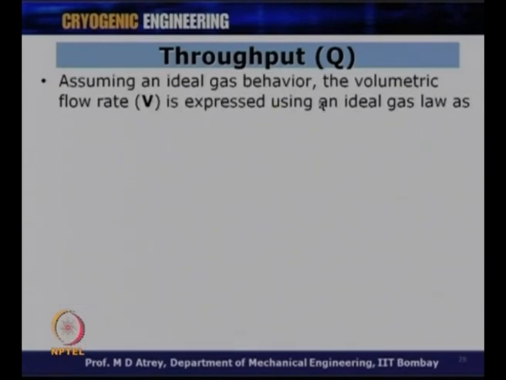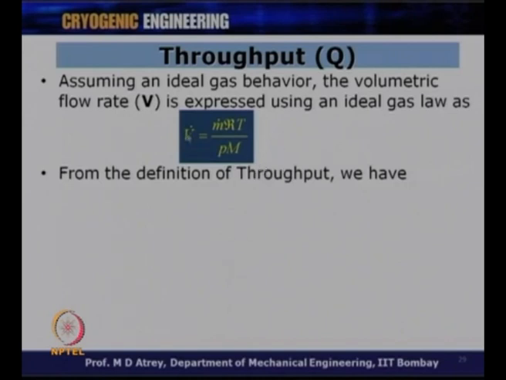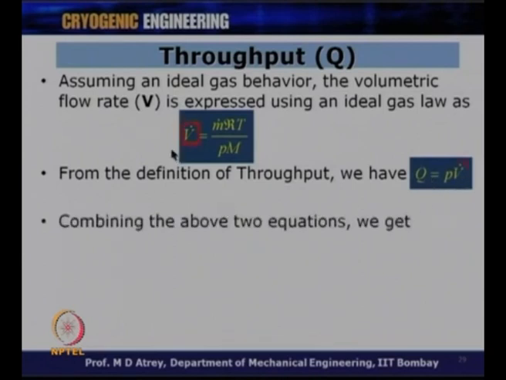Assuming an ideal gas behavior, the volumetric flow rate V dot is expressed using the ideal gas law, which is V dot equal to m dot RT divided by P, where R by M is nothing but the specific gas constant, and M is the molecular weight of the respective gas. This has come basically from PV equal to mRT. From the definition of throughput, can we put the value of V dot in that equation? Q is equal to P V dot, and if you put the value of V dot in this equation, this pressure and this pressure will cancel out, and therefore, I get Q equal to m dot RT upon capital M.